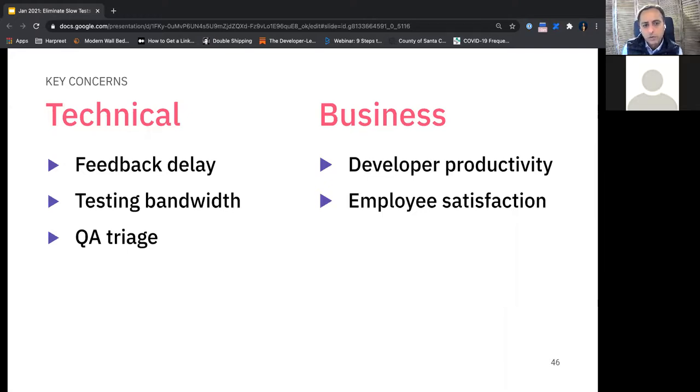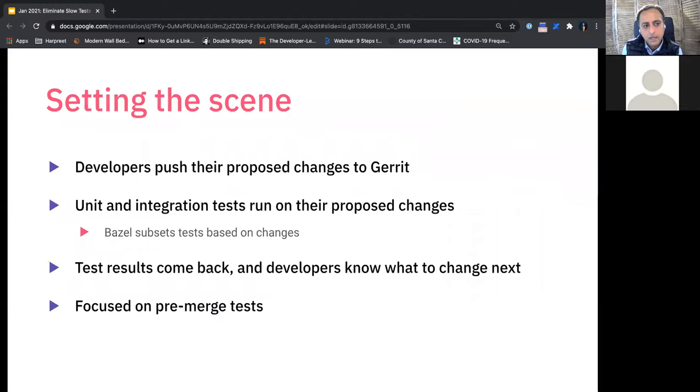So in that worldview, what ends up happening is developers are pushing changes. They're using Gerrit. They're running unit tests and integration tests. And they were using Bazel to optimize their builds, right? Because their builds are not fast. That's what I mean by these unicorn guys: their problem is so severe that they're looking at technologies such as Bazel. In their case, they're really focused on the pre-merge side of the house.